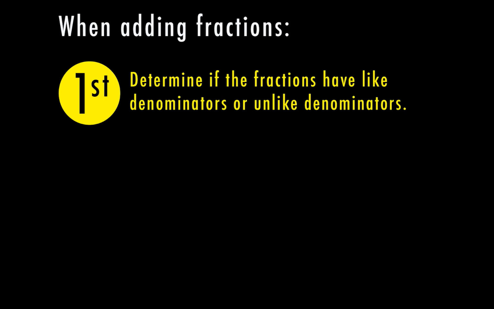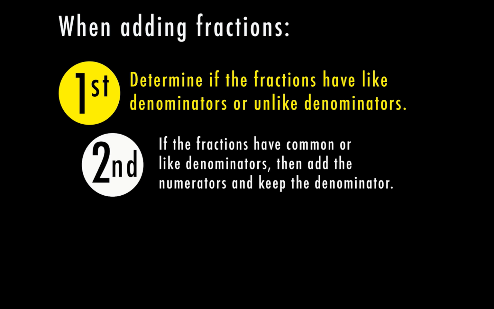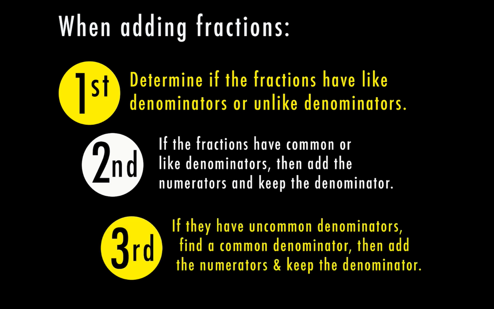Let's go ahead and recap these steps here. So first, we want to determine if the fractions have like denominators or unlike denominators. Second, if the fractions have common or like denominators, then we're going to add the numerators and keep the denominator. Third, if they have uncommon denominators, we're going to find a common denominator and then add the numerators and keep the denominator. But obviously we also have to change our numerators to match so our values are still equivalent. So those are the 3 basic steps to adding fractions.